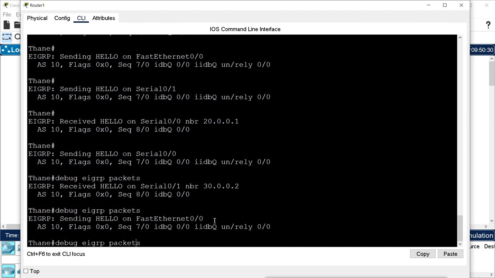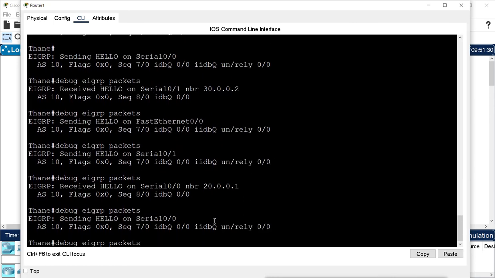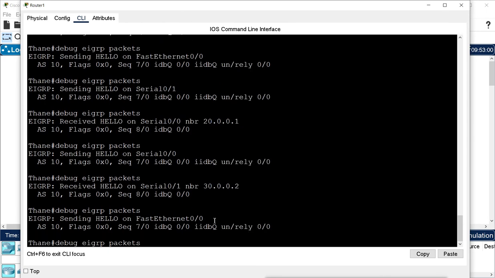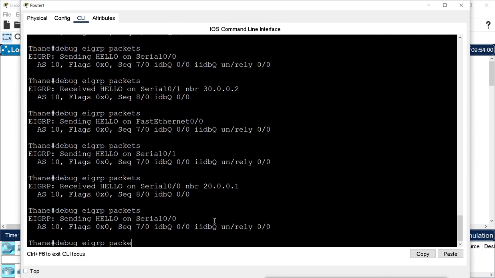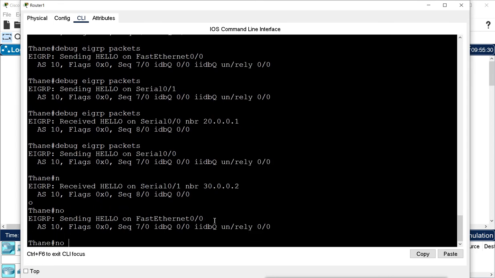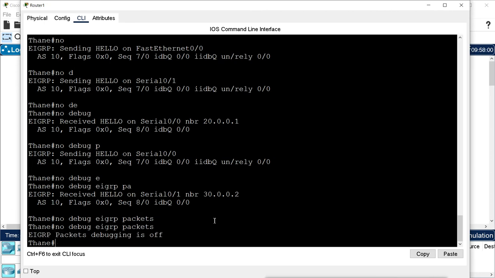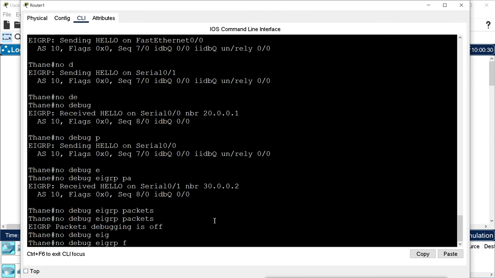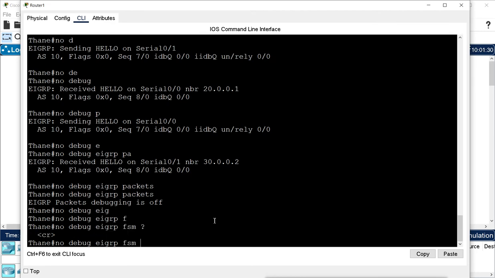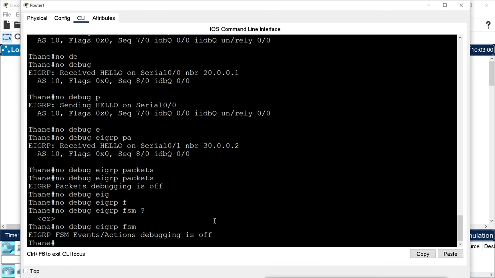Now I want to disable this, so I will do what? I will say no debug EIGRP packets. Now this one is off. Then I can enable the FSM, that is the DUAL algorithm events and actions. Now if they occur, they will show that. Right now nothing is happening, but when it happens, it will show that also.